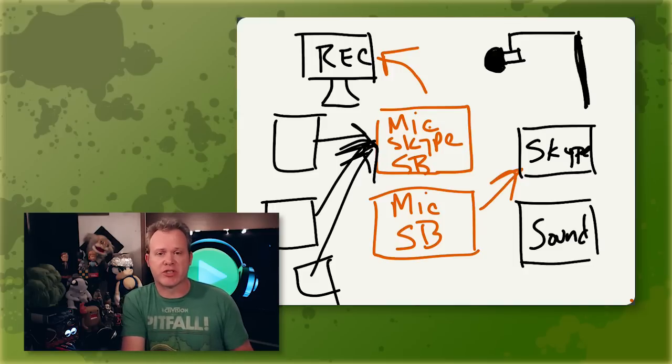In Logic, there's a selector where you can actually say what tracks you want to grab from a specific software program like this, from an aggregate. So you can say, I want track one, and track one just so happens to be the microphone, or track one just so happens to be Skype. No matter how it works out for you, you'll be able to figure it out and put all of your different sources on different tracks in your recording program.